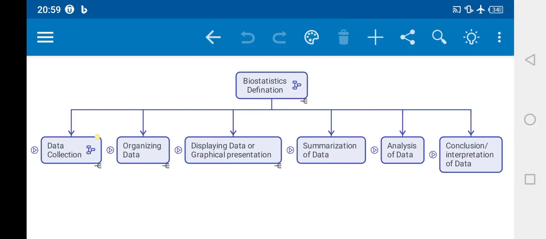In the definition of biostatistics, we have discussed that it contains 6 steps. One is data collection, organizing data, displaying, summarization, analysis, and interpretation of data. So in this video, we will discuss the data, its type, and variable.